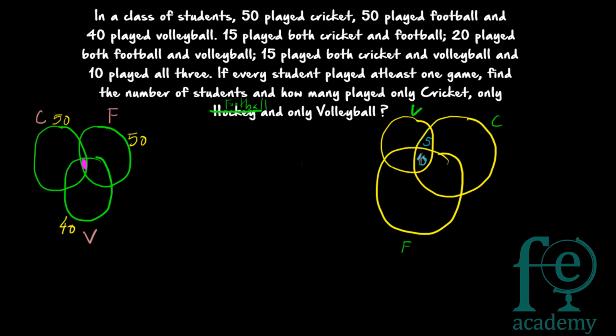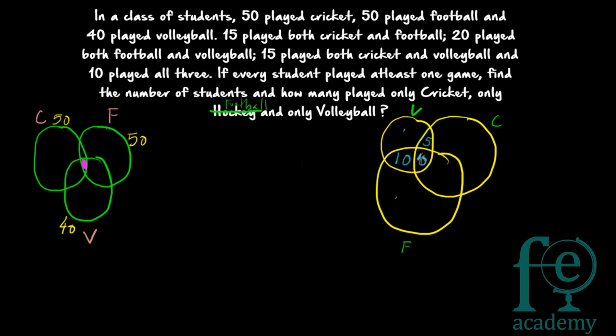Now next, volleyball and football, how many people are playing? Volleyball and football 20 are playing. Okay, 20 are playing both volleyball and football. So here 10 already is there, so remaining 10 will come here. Okay, so first itself you have to complete the different portions of the three circles. So it will be very easy to find out the solution. So volleyball and football 20 students are playing. So this total overlapping portion will be 20. Out of this 10 will come already in the intersection of all the three circles. 10 are playing all the three games. So 10 already has come here. So remaining 10 will come in this portion.